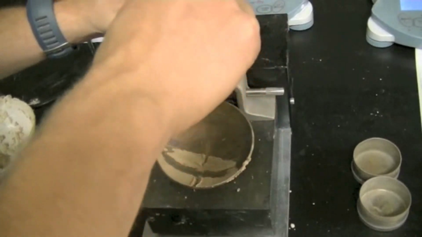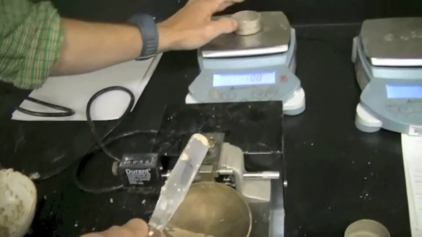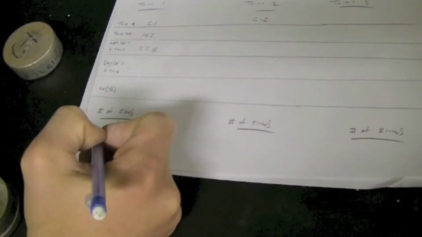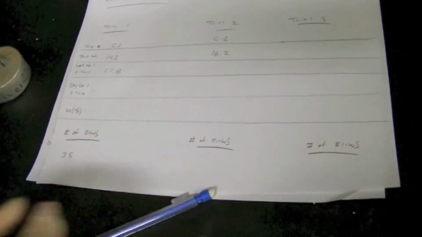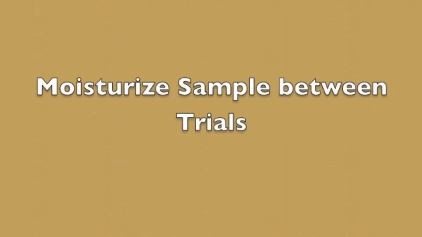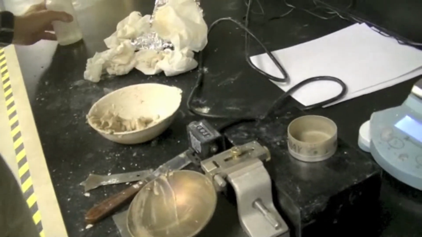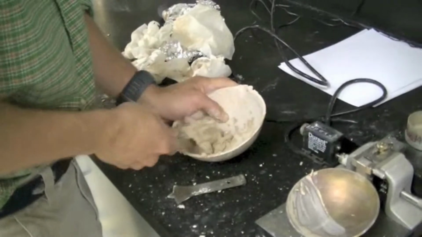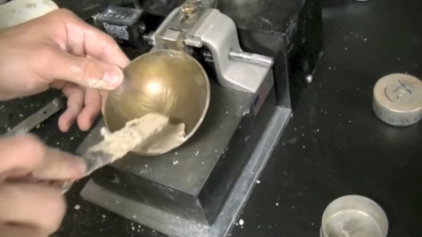Cut the soil out with the spatula and transfer into a tin. Weigh the tare, then weigh the wet soil plus the tare, and oven dry this sample at 110 degrees Celsius. Try and achieve the first trial between 30 and 35 blows. Moisturize the soil and mix. Repeat the process trying to obtain 25 to 30 blows. Repeat the process one last time to achieve blow counts in the range of 20 to 25.